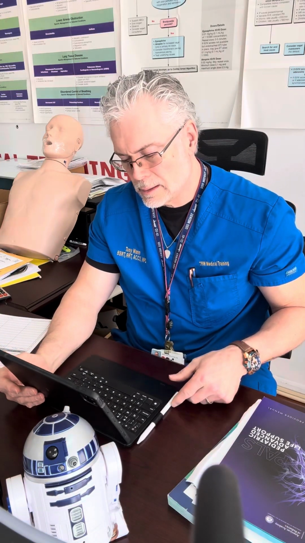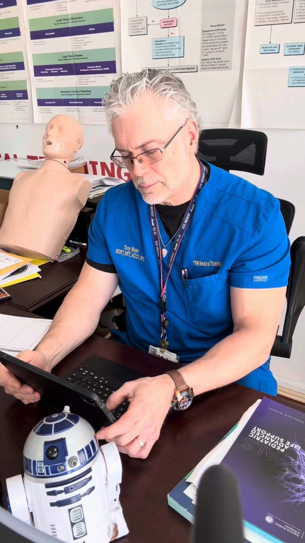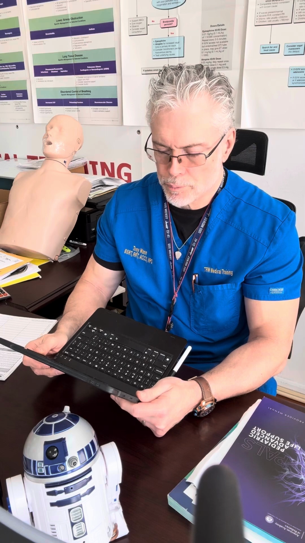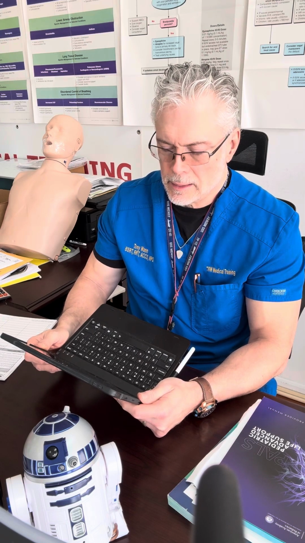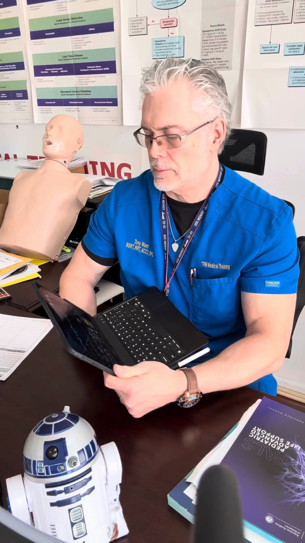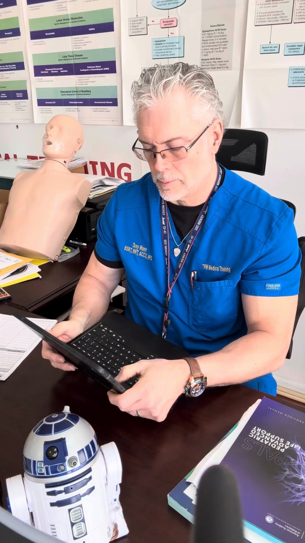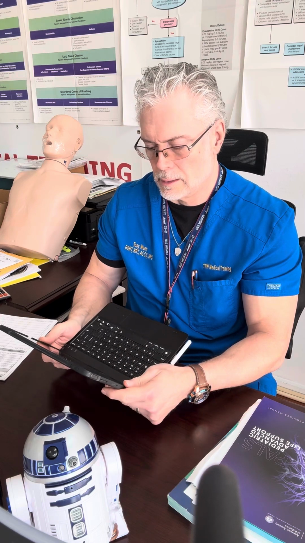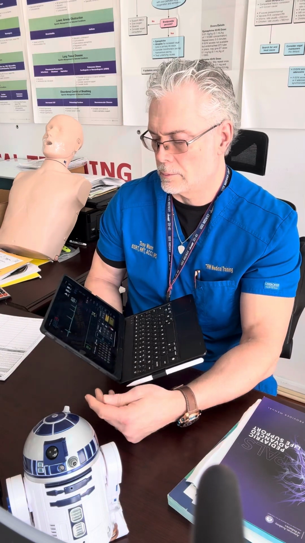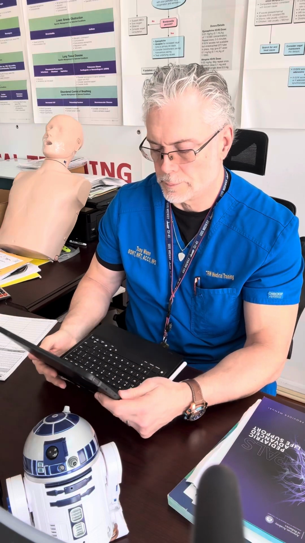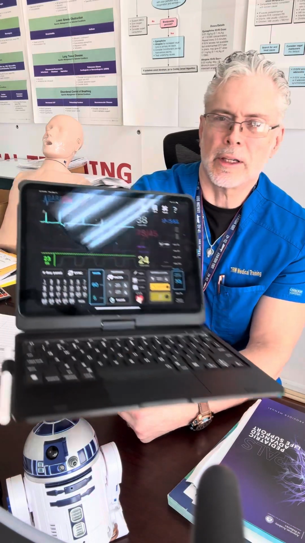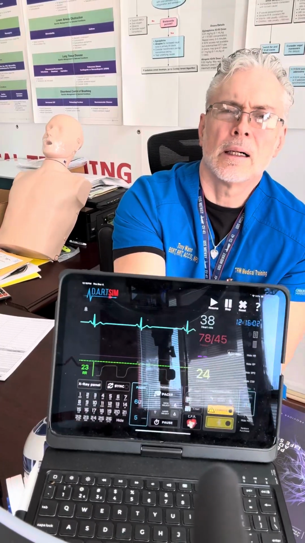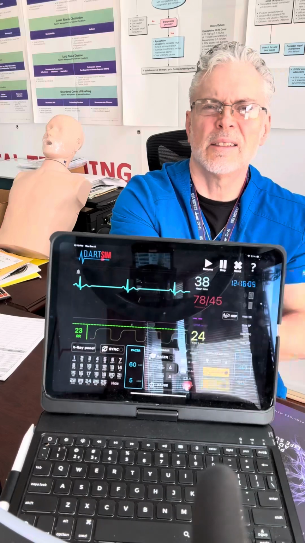So what if you have, let's say, a very slow heart rate? Let's look at this one here, for example. You have this bradycardia right here. What would you say? It's bradycardia because it's below 60.